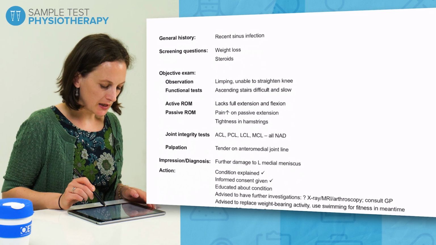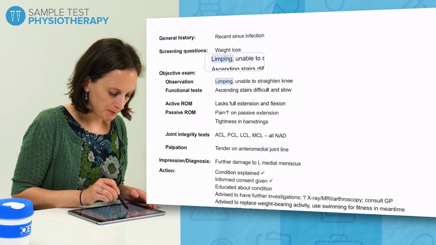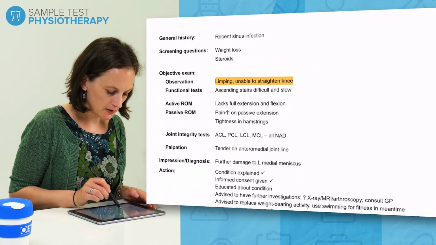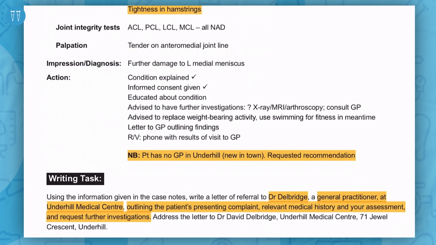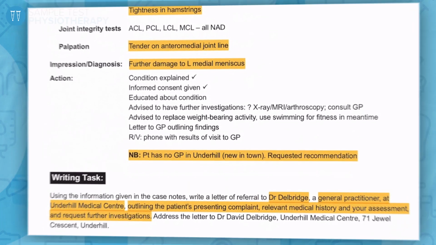I notice from the objective exam that the patient is limping and unable to straighten the knee, that ascending stairs are difficult and slow, that she lacks full extension and flexion, increased pain on passive extension, and tightness in her hamstrings. The joint integrity tests are not relevant because they are all normal, but the next line about palpation is, as well as my diagnosis, that the patient has further damage to her left knee.